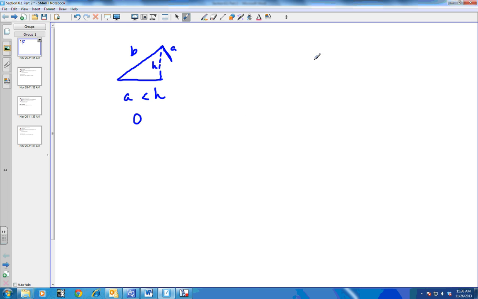If I have another triangle, here's my triangle, here's my height. Here's side B, here's angle A. So this would also be side A. When side A equals my height, I have one possible triangle.